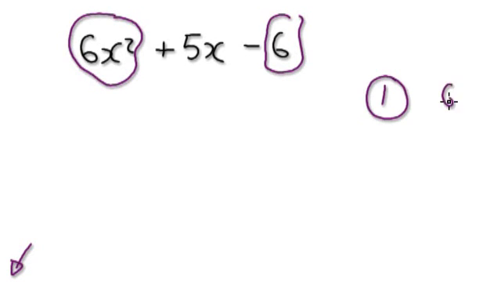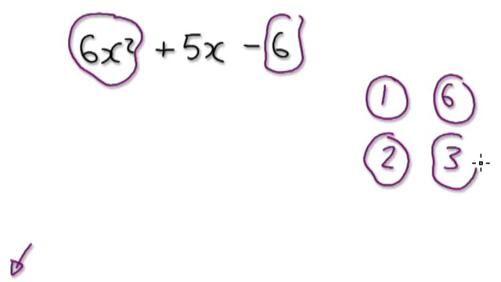So I could use 1 and 6. I could use 2 and 3. That's pretty much it. And then how would I create a 6x squared?